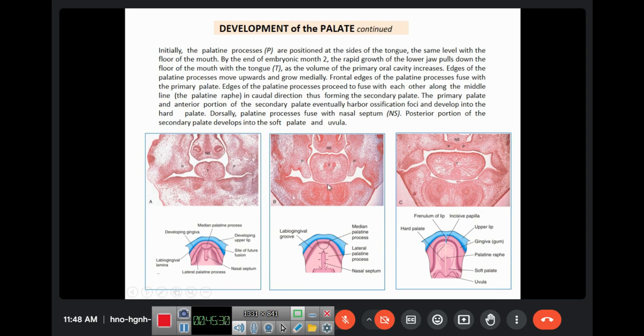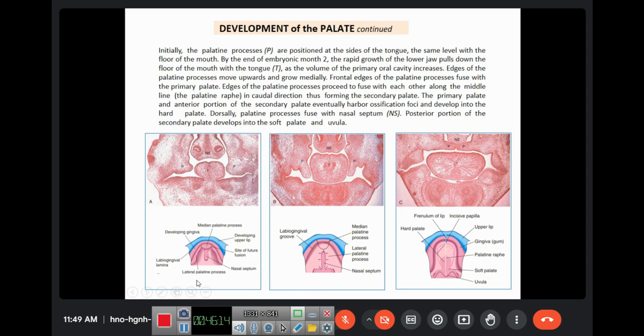The tongue goes downwards, and the palatine processes first grow downwards, then they start to grow towards the midline to fuse together in the end. So here you see the fusion of the left and right palatine processes together. So here the palate establishes that separates nasal cavity from the oral cavity.